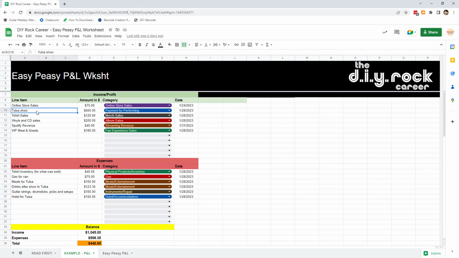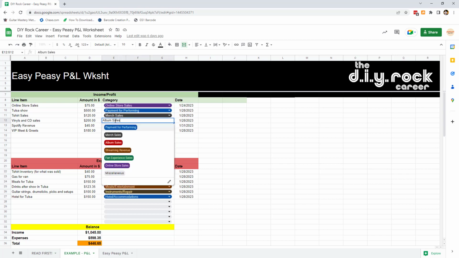Then you had a show that you played in Tulsa, Oklahoma. So you got $500, so payment for performing. Then you had t-shirts from that exact same date. You can see that it matches up here. You'd put the date, obviously, with everything. T-shirt sales, I'll have $120. Vinyl and CD sales from that show as well. So you had $200 in album sales.